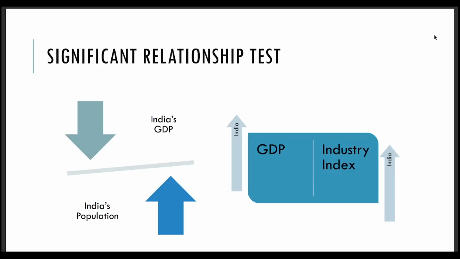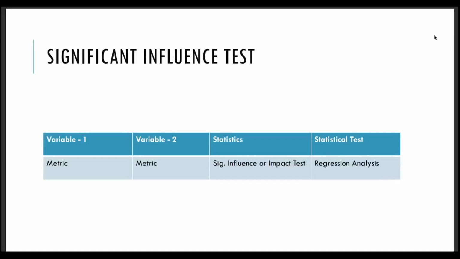Whereas in association, we cannot say whether there is a positive association or negative association. We can say there is some association between smoking and cancer. We cannot say there is a positive or negative association, but in a relationship we can say there is a positive or negative relationship between the two variables. So this is the difference between the association test and the relationship test. In association, both the data has to be categorical in nature. In a significant relationship test, both the data has to be metric.